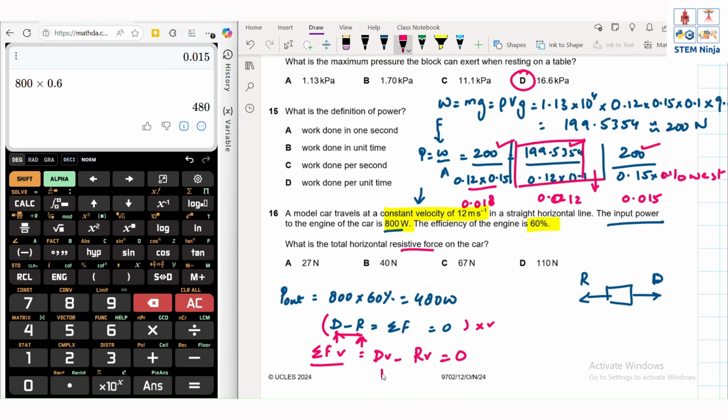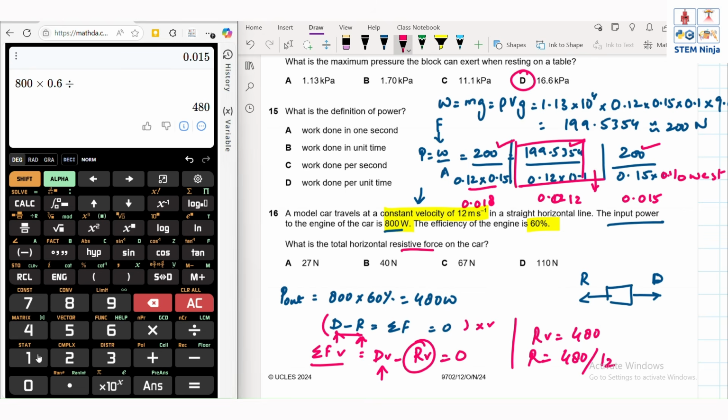So that means the power output by the engine, after considering efficiency, is equal to the power lost due to the resistive forces also. So we only need to consider this. RV is equal to 480. So R will be equal to 480 divided by 12 meters per second. So that is 40. That is part B.